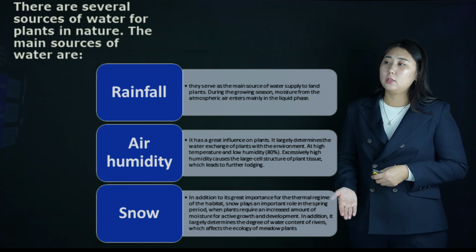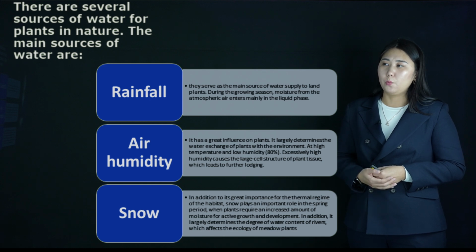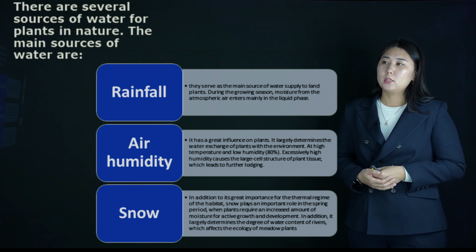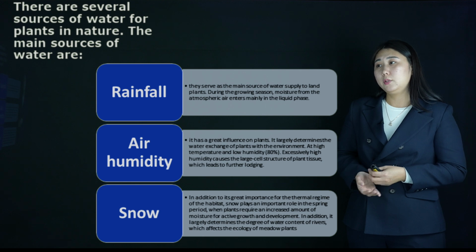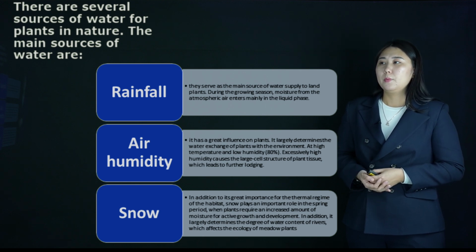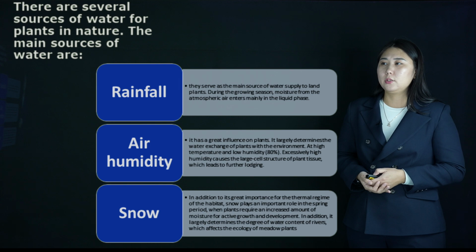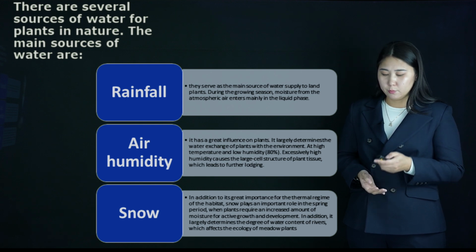The third source of water is snow. In addition to its great importance for the thermal regulation of the habitat, snow plays an important role in the spring period, when the plants require an increased amount of moisture to achieve growth and development. In addition, it largely determines the water content of rivers, which affects the ecology of meadow plants.